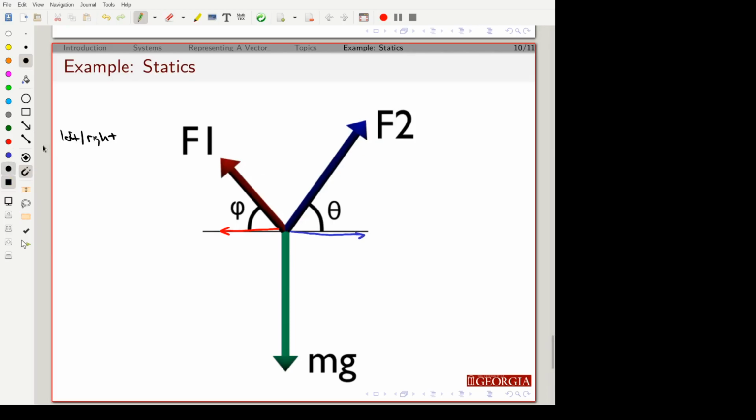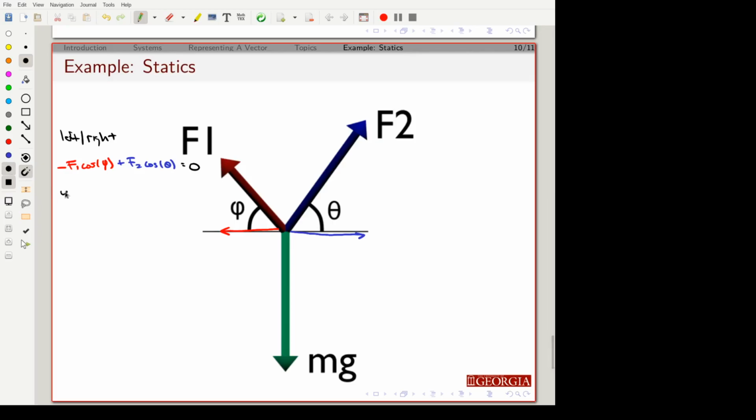So if I balance those things, what do I have? This is going to be minus F1 cosine phi. This force right here is to the right, so it's going to be positive. It's going to be plus F2 cosine theta, and that has to add up to 0.